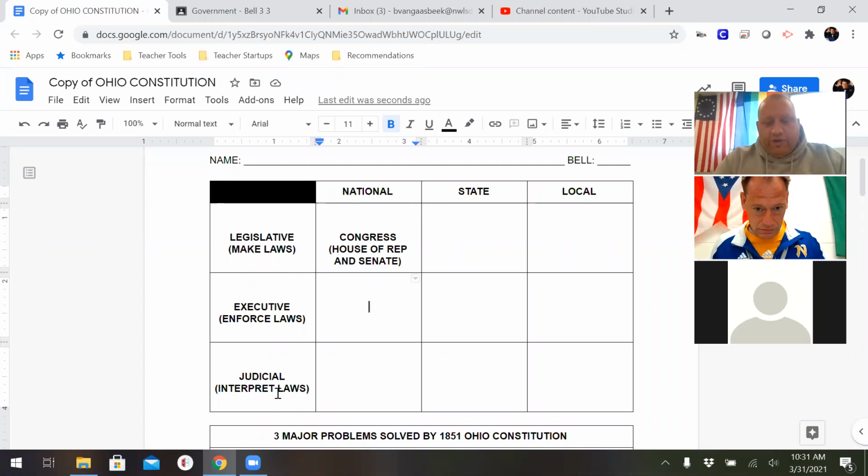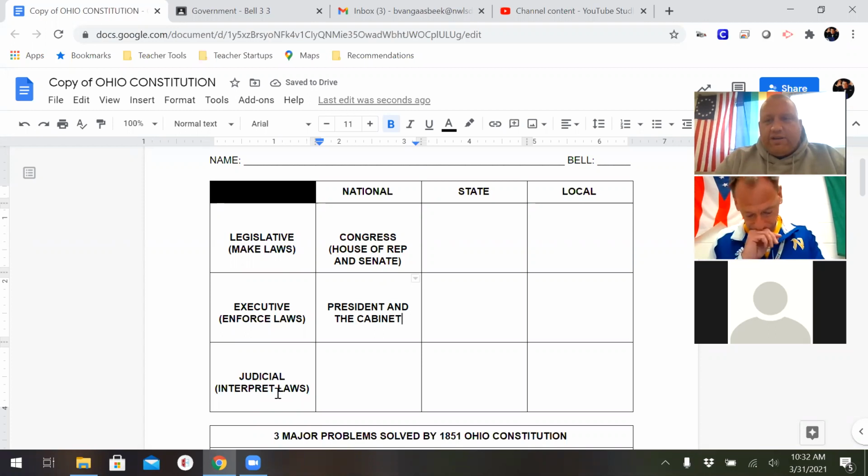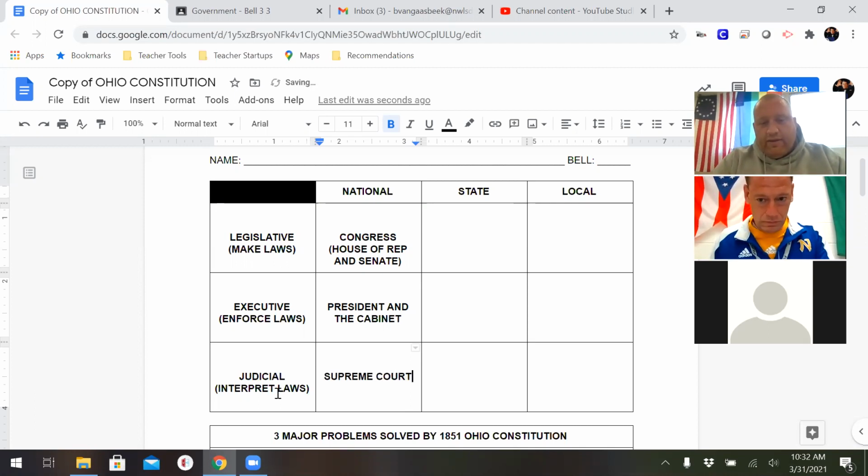At the executive level, the one that actually carries them out or enforces them is the president. But he also has help from the cabinet. These are the officials like the Secretary of State, the Secretary of the Treasury, all the people we talked about when we were talking about the line of succession. These are the people that basically make all the decisions at the national level as to how to enforce the law. Then at the national level, we have the Supreme Court, and for that matter, the federal court system, but we're keeping it simple here. 9 justices on the Supreme Court.